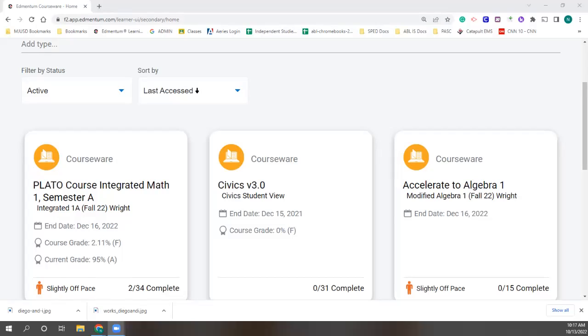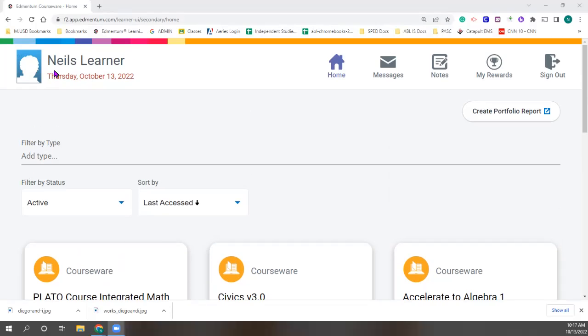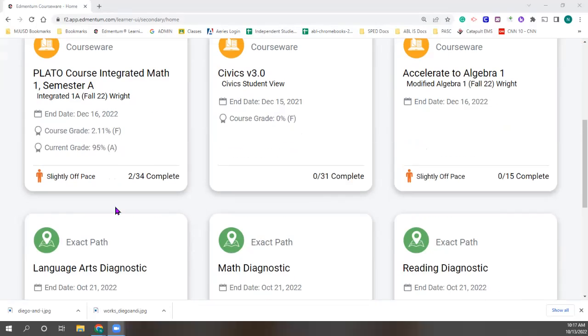All right, good morning. Here we are going into Plato course Integrated Math 1, Semester A. I am logged in as my student learner account, just as my class students would. Notice that I am slightly off pace in this class.